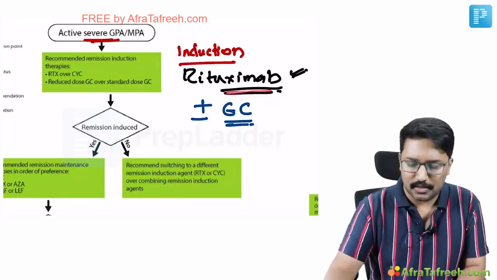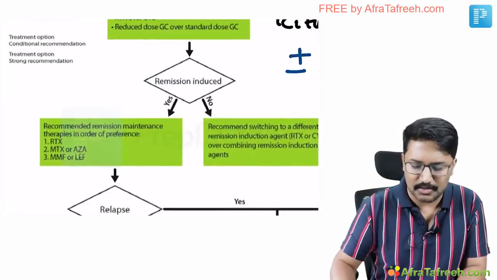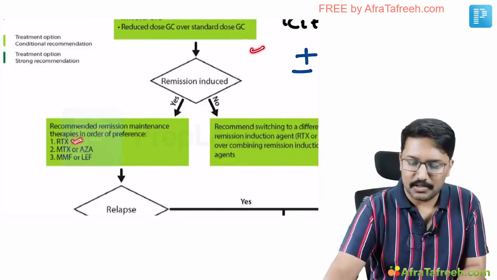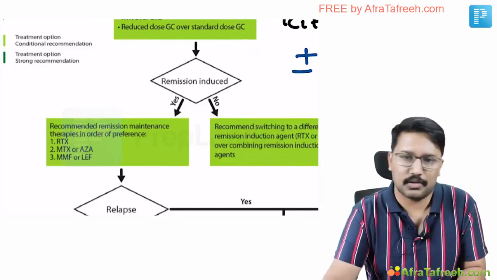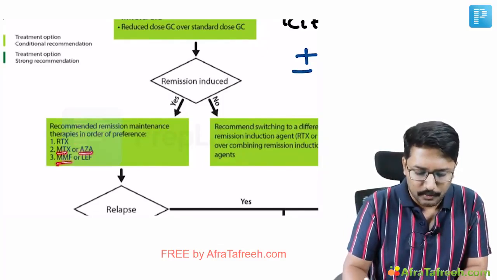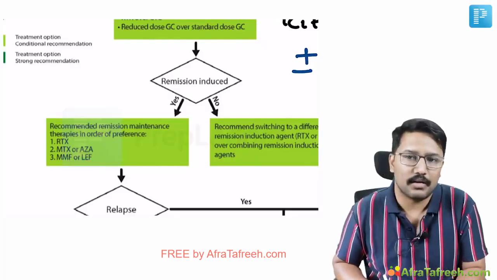Once you achieve remission using this induction regimen, for maintenance you can use rituximab. If you started with rituximab, maybe you can continue with rituximab for maintenance. Or alternatively, you can use methotrexate or azathioprine or mycophenolate mofetil or leflunomide. These can be used as alternative agents for maintenance of remission.